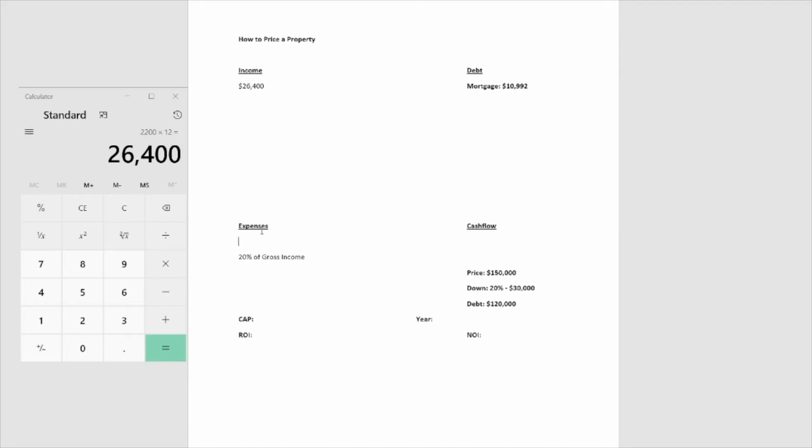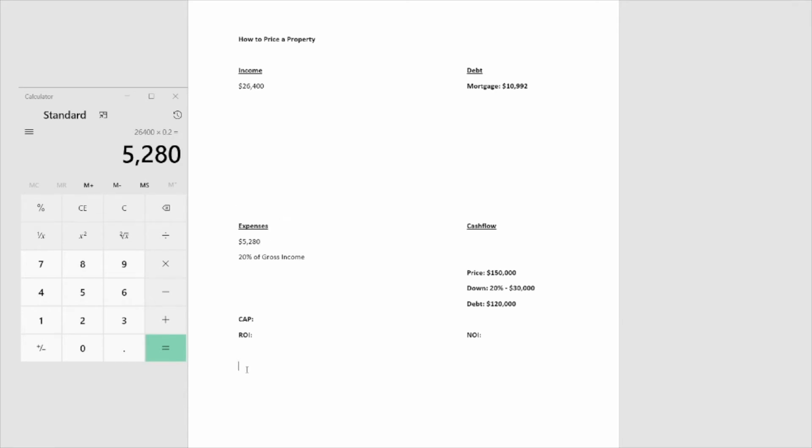Now we have to come down here and figure out our expenses. Now remember that debt and expenses are not the same, right? Your debt is going to be what you owe to the bank. Your expenses are going to be things like maintenance, repairing a roof, repairing a hot water heater. It could be spending money to evict people. It could be renovations. Any of these things are going to be expenses. And what I like to do is take 20% of the income every single year and put it away towards expenses. So if we have $26,400 times 20% would mean that we're going to have $5,280 worth of expenses per year.